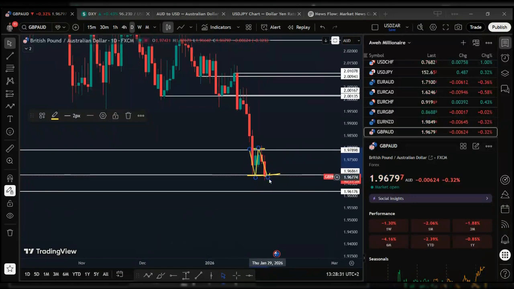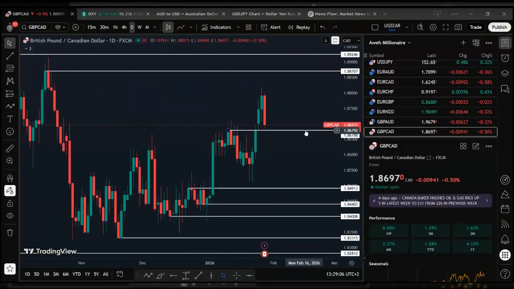Again, same story. If price manages to break through the support level, a break and a close of that level opens up doors for price to continue to the downside and test the next major support, which is sitting at the 1.9617 level. However, price breaking above the top of the range then confirms a reversal of this trend, opening up doors for price to retest the resistance zone between the 2.0016 and the 2.0013 zone of resistance on GBP Aussie.